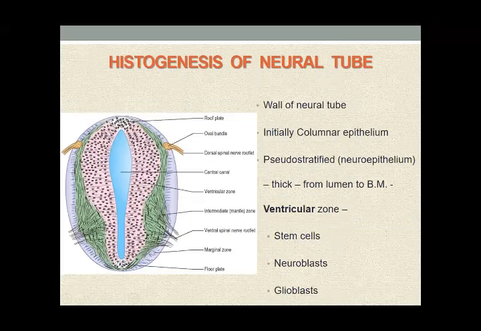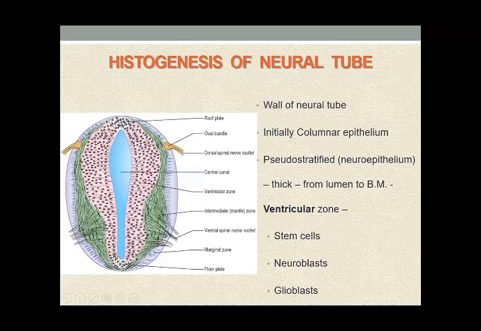Okay, let's talk about the neural tube. Let's come back to this one and start with the histogenesis of the neural tube. This is the entire neural tube. Let me show you the diagram first. This is the entire neural tube.